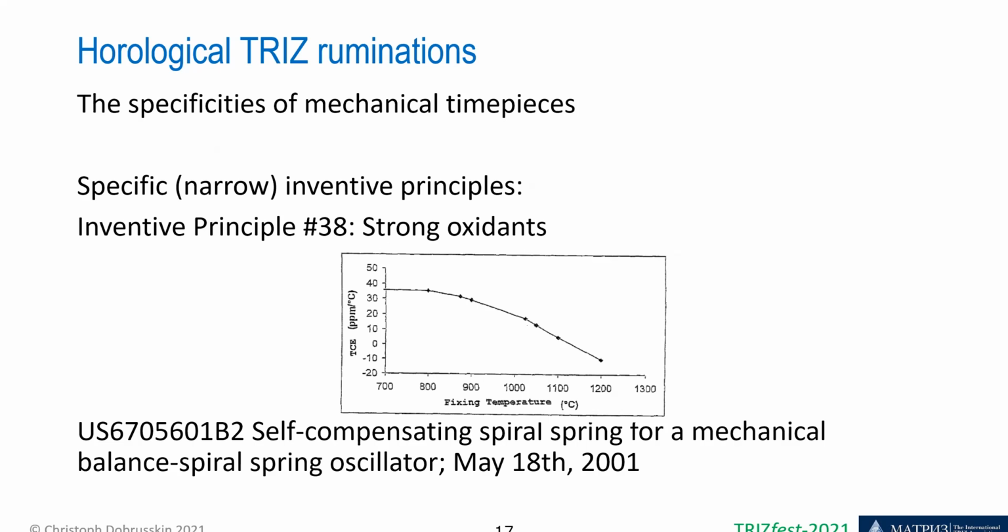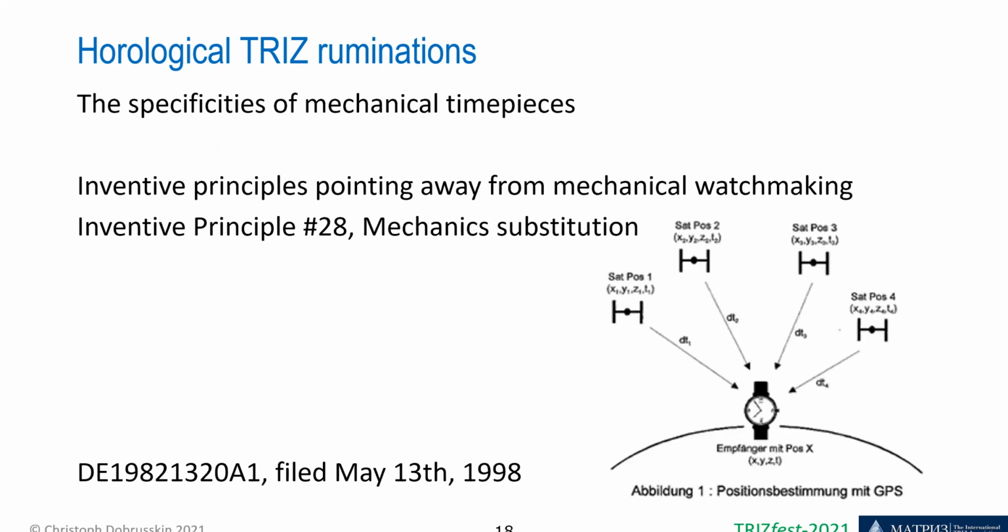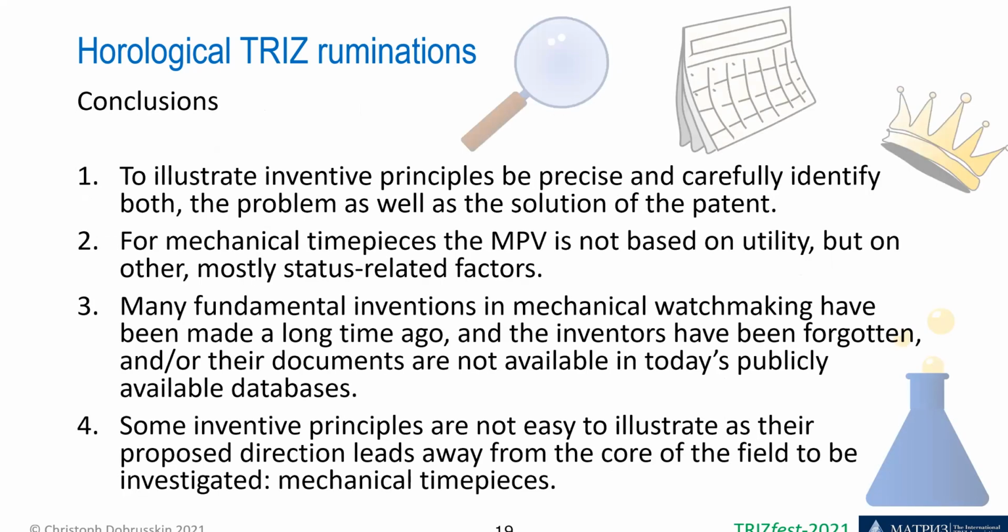Or it may be used in the manufacturing process, but then there's a generic manufacturing process, and by chance they use it in watchmaking. Next slide, please. And then there's also the principle of mechanics substitution. That's obviously a difficult one for mechanical watches. But what you see here is that they use satellites to adjust the time better, and maybe even have the watch give you a location. Yeah, those examples. Next slide, please.